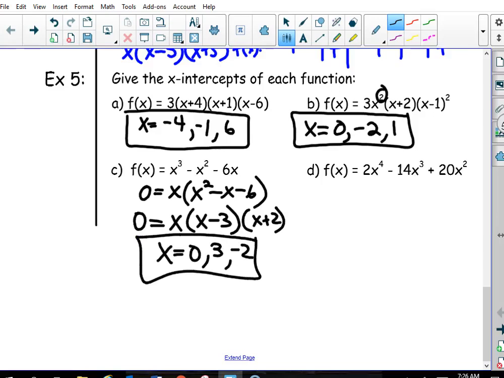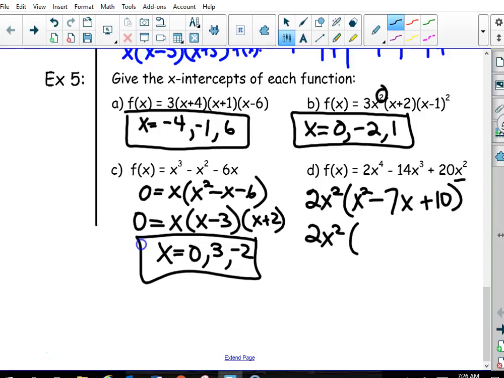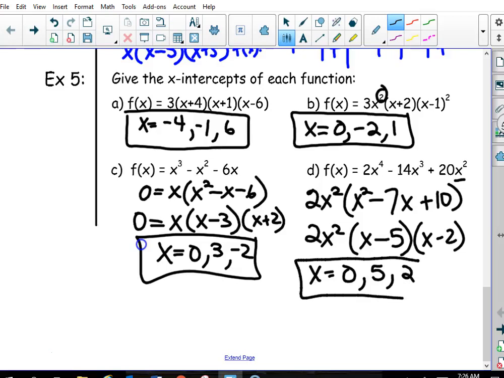Moving on to the next one, I can factor out an x squared. That's my lowest degree variable, and it looks like I can also factor out a 2. Again, uncovering a quadratic that's easy to factor. And zeros of 0 with a multiplicity of 2, 5, and +2.